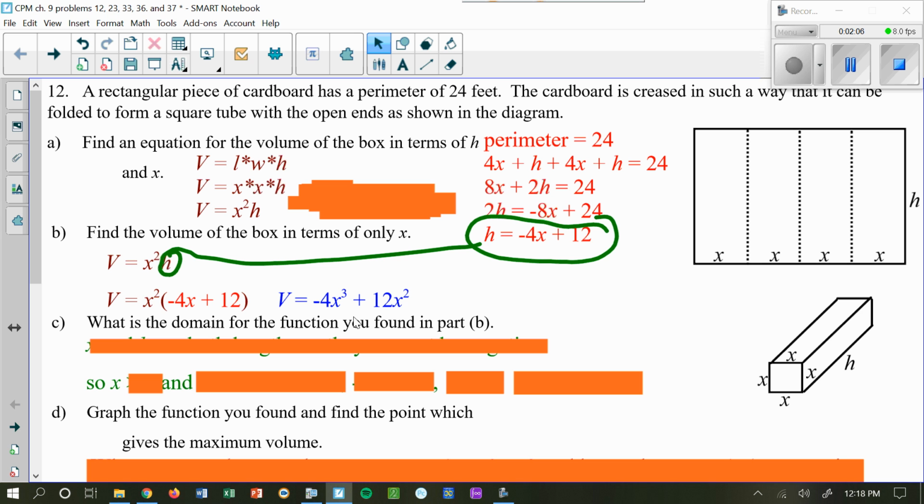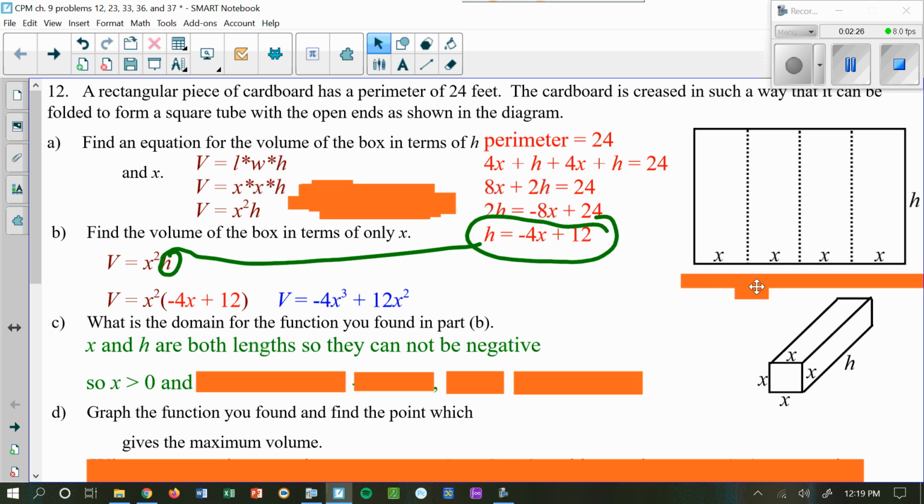Now, before you graph this, because it says to graph it to find our maximum, you would want to think about what your domain is. That's the numbers you're putting in for x. Well, you know you can't have a negative side length, so x and h can't be negative. That means x has to be greater than 0.